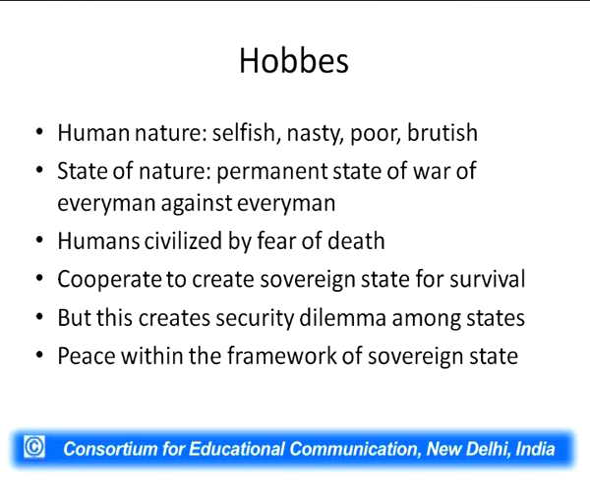But this also creates a kind of security dilemma among the states, because if one state is cooperating with another state, and the other state is also cooperating with some other state, there can be a situation where one state's interest is clashing with the interest of another state. So human nature is conflictual according to Hobbes, and the state is sovereign, but one sovereign is also against the other sovereign, so that state also becomes conflictual.